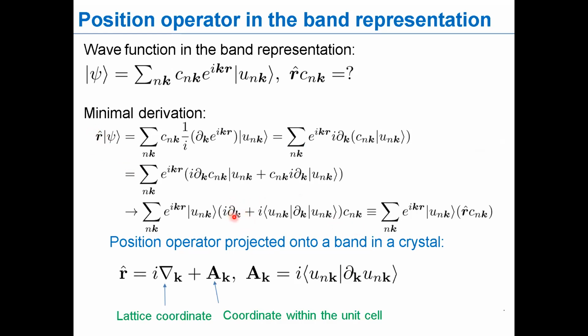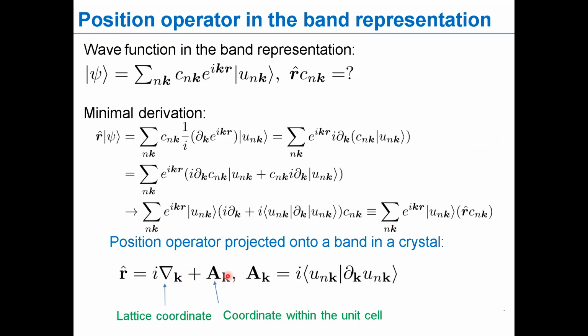It contains the expected part, which is the derivative with respect to quasi-momentum. This is the analog of the coordinate operator in free space. But there is a momentum-dependent correction, which is given here, and it is nothing but the Berry connection for the electron on the lattice. The important conclusion I would like to draw from this expression is that the coordinate of the electron on a lattice depends on the quasi-momentum of this electron.